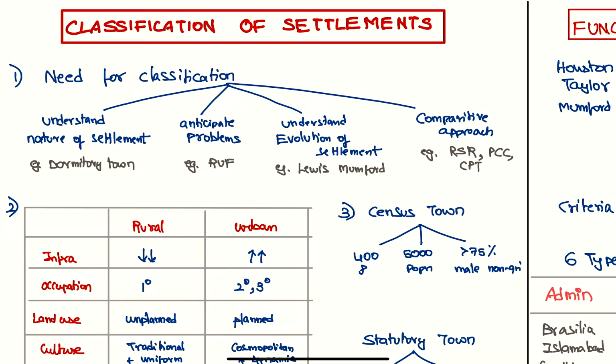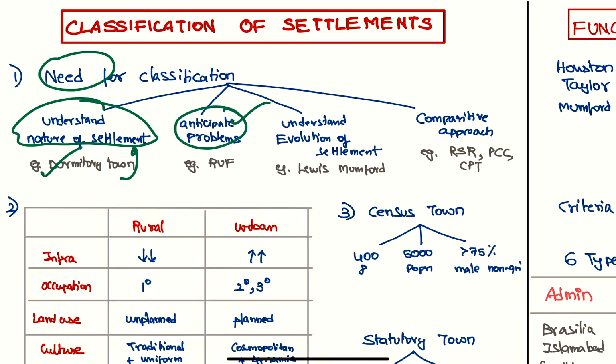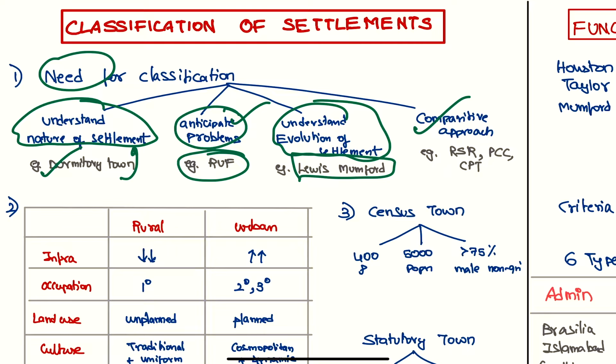So, classification of settlements. What is the need for classification? To understand the nature of a settlement, for example, it may be a dormitory town. To understand the nature, we need to classify. Next, to anticipate the problems; there will be many problems. For example, in rural-urban fringe, to understand the evolution of settlements, for example, the 6 stages of Lewis Mumford, and for a comparative approach, for example, using the rank size rule, primate city, and CPT.